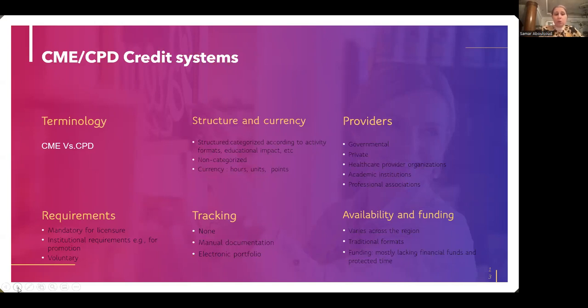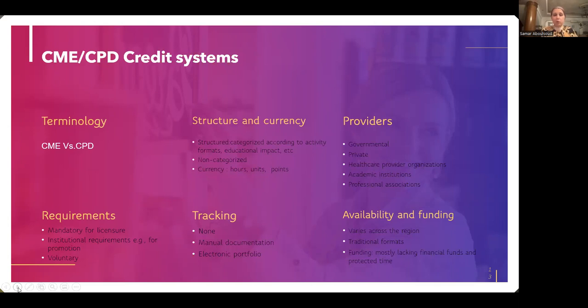There are some institutional requirements. For example, there are some institutions that mandate CME CPD for promotion, especially academic institutions. And in other countries, like the North African arm of the MENA region, it's still voluntary, with some incentives to attend the activities, but no mandatory requirements.